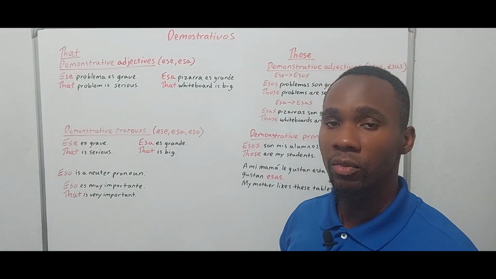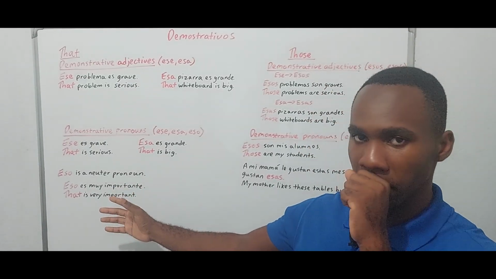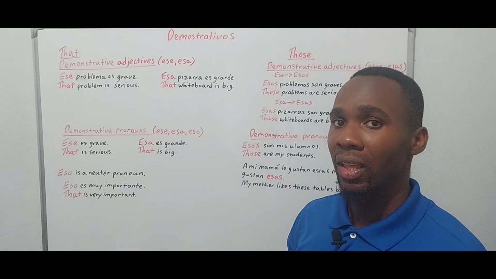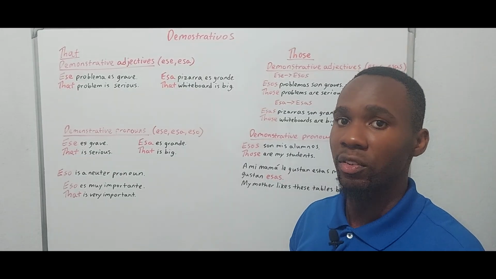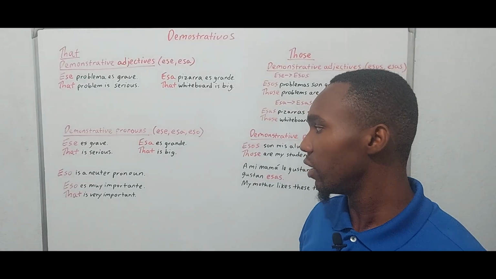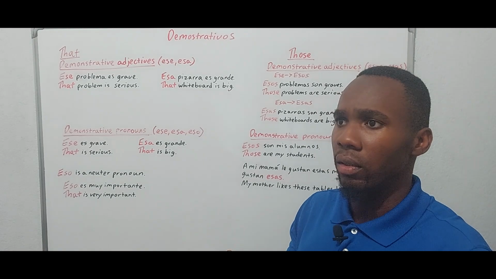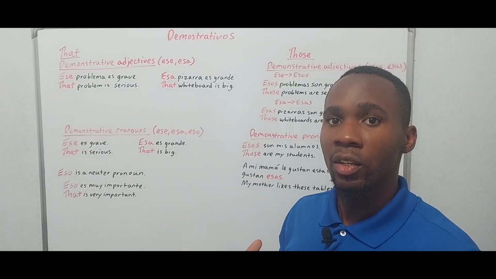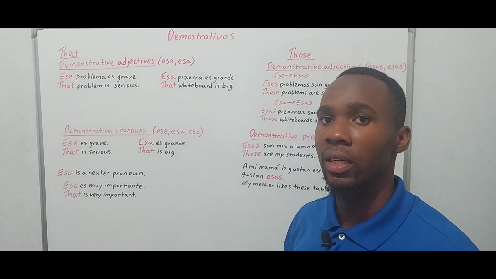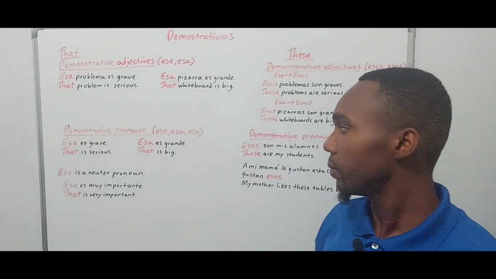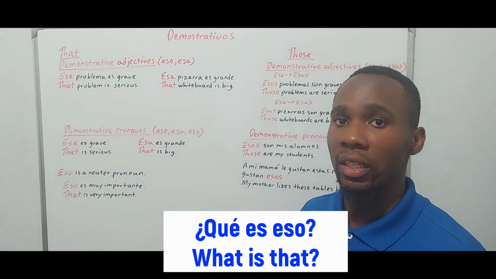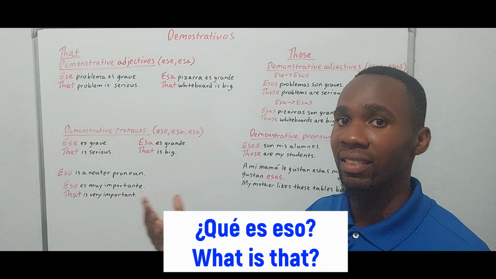Now when it comes to eso, just like esto, this is a neuter pronoun. Therefore, we use this when we do not know the gender or what is being referenced specifically. Okay? So, for example, eso es muy importante. That is very important. What is very important? It could be whatever. But the point is we don't mention it. If it is not known what is important, then we have to say eso. That's right. So eso es muy importante. If I say ¿qué es eso? What is that? That means I don't know what that is. I don't know the name or the gender. So I say ¿qué es eso?